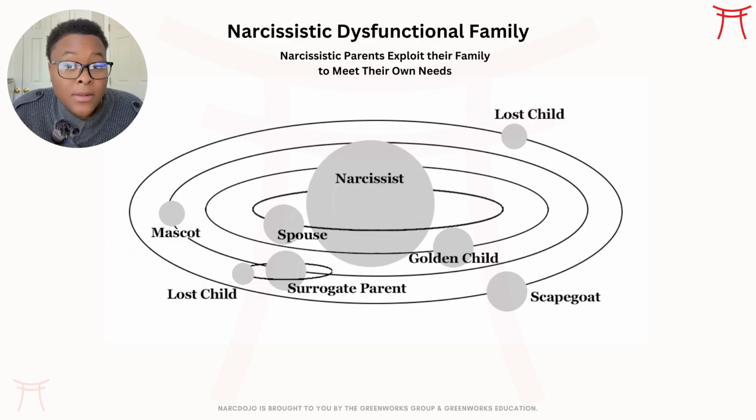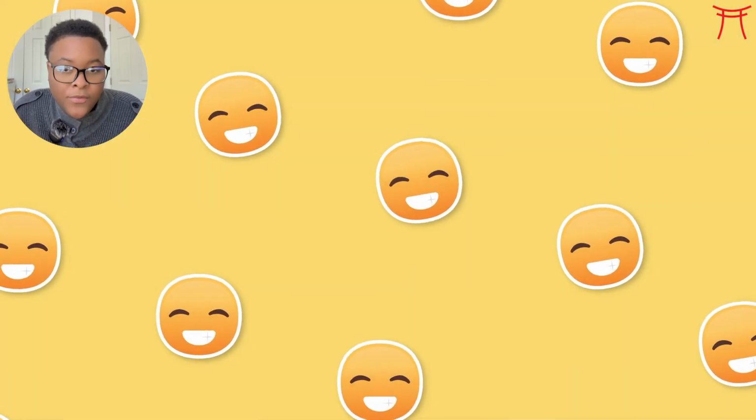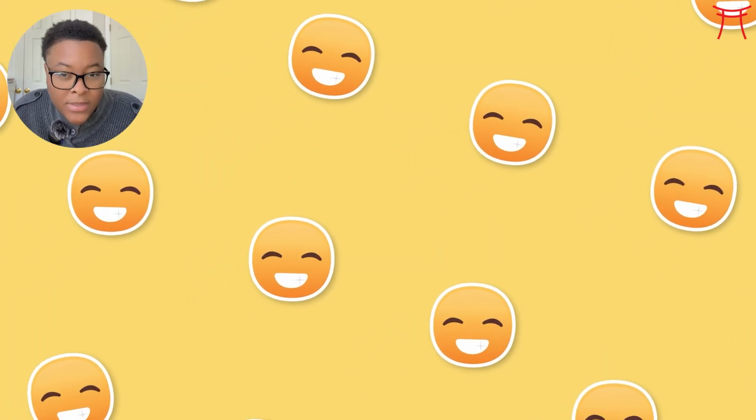In closing, understand that if you grew up in a narcissistic dysfunctional family system, you cannot be a healthy individual. This is because the family system is dysfunctional. You are there to serve other people's needs, whether you are the scapegoat, the lost child, the surrogate parent, etc. With self-awareness, you are able to break free from this dysfunctional dynamic to create healthy friendships, healthy families, and also healthy, intimate relationships.